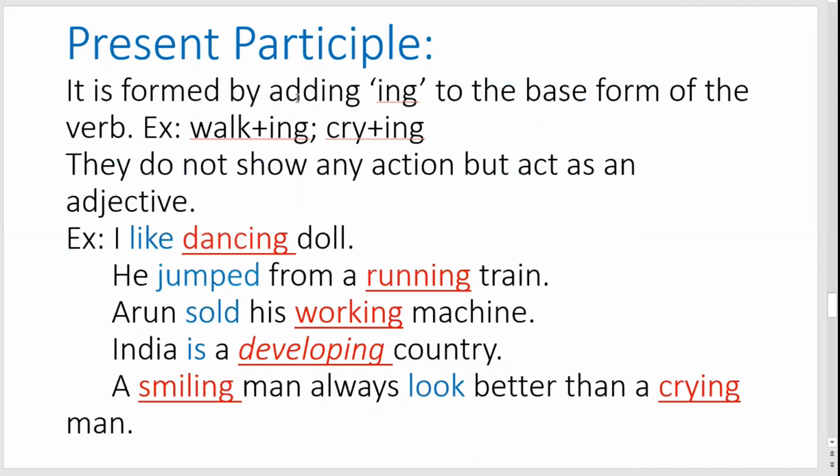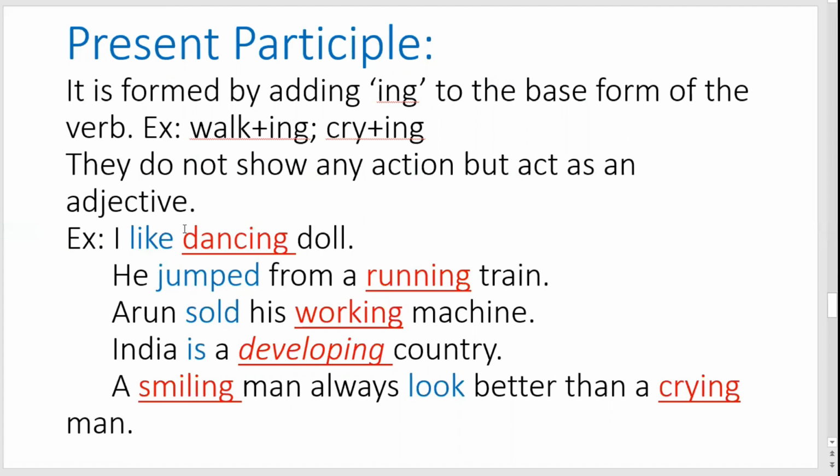Present participle, as I've already discussed, is formed by adding ing to the base form of the verb. Example: walk plus ing, cry plus ing. They do not show any action but act as an adjective. Let us see some examples now. I like a dancing doll. He jumped from a running train. Arun sold his working machine. India is a developing country. A smiling man always looks better than a crying man.